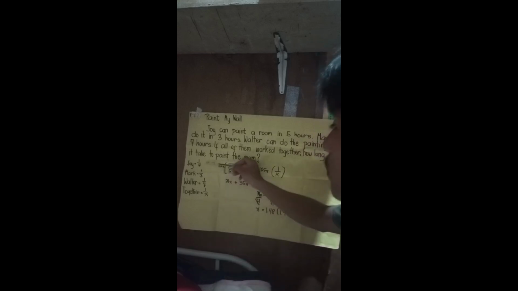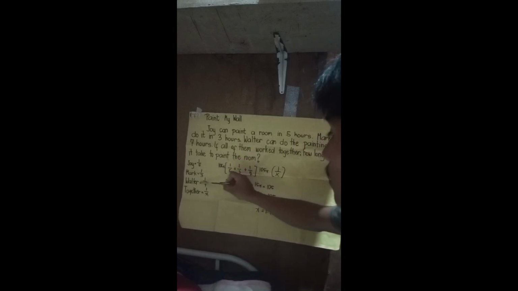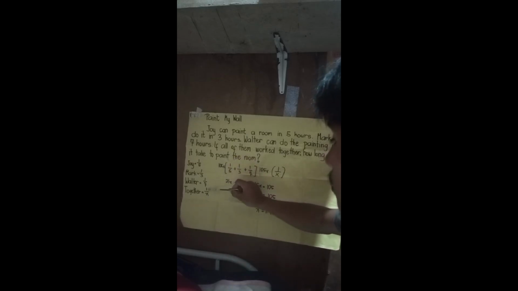So example number 2, paint my wall. The problem is Joy can paint a room in 5 hours, Mark can do it in 3 hours, Walter can do the painting in 7 hours. If all of them work together, how long will it take to paint the room? So the work rate of Joy is 1 over 5, Mark 1 over 3, Walter 1 over 7. So the combined work rate is 1 over x. So this is the equation.